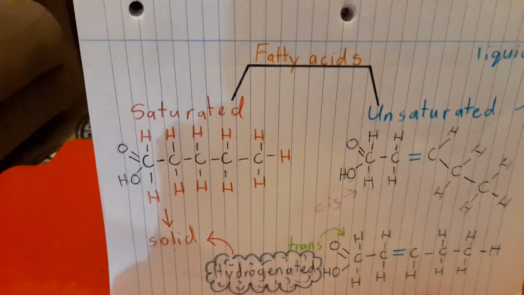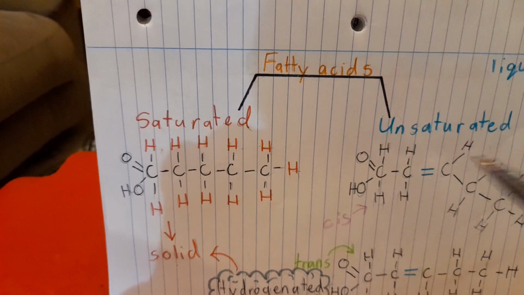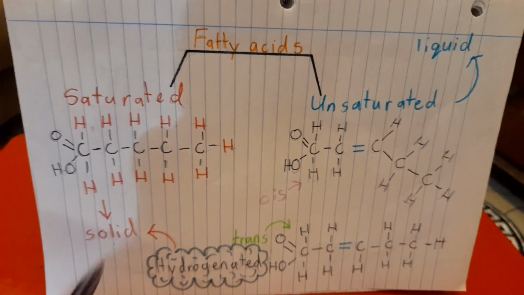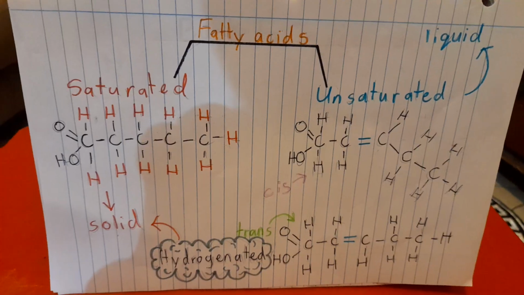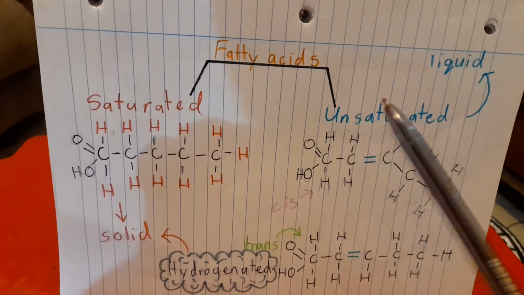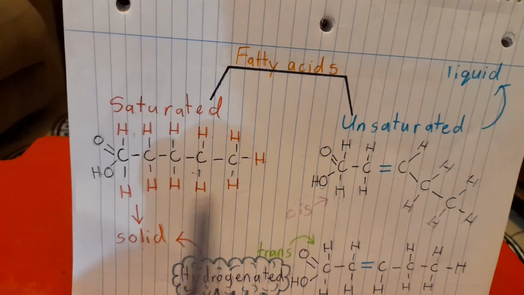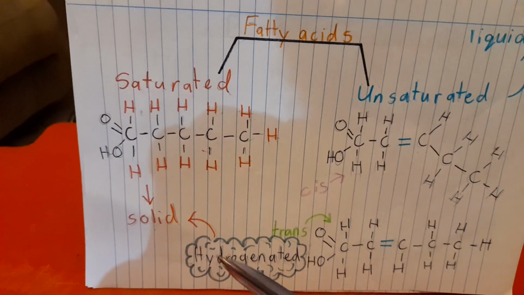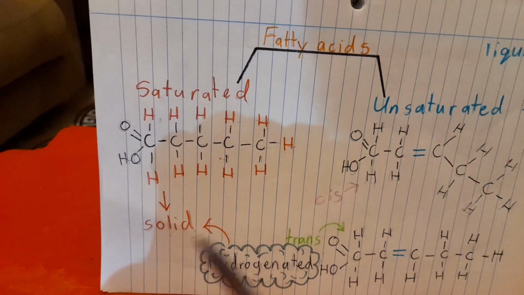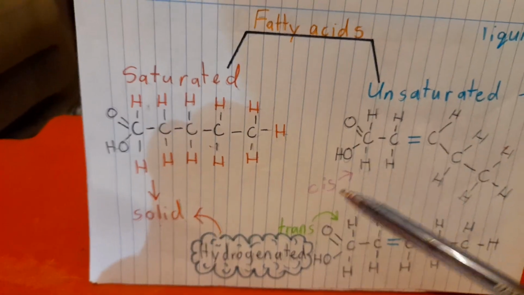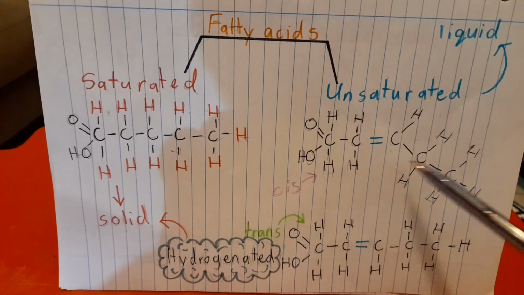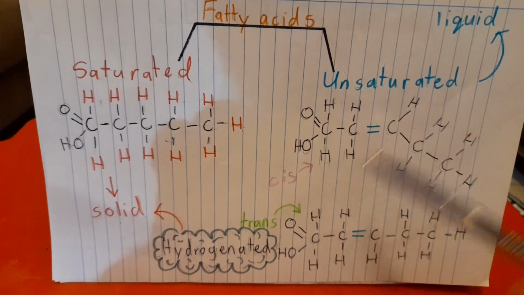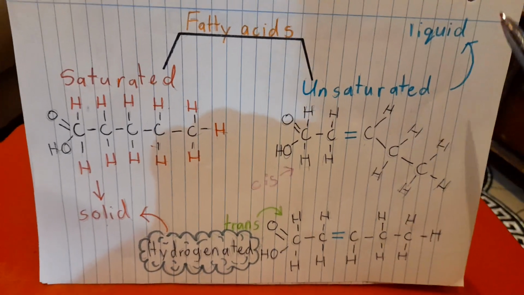Okay, fatty acids. So among fatty acids, there's saturated and unsaturated. The saturated has no double bonds, as you can see here. Saturated actually means that it's saturated with hydrogen. That would make it more solid at room temperature. While the unsaturated fatty acids have fewer hydrogen atoms due to the double bond here, which would tend to make them liquid.